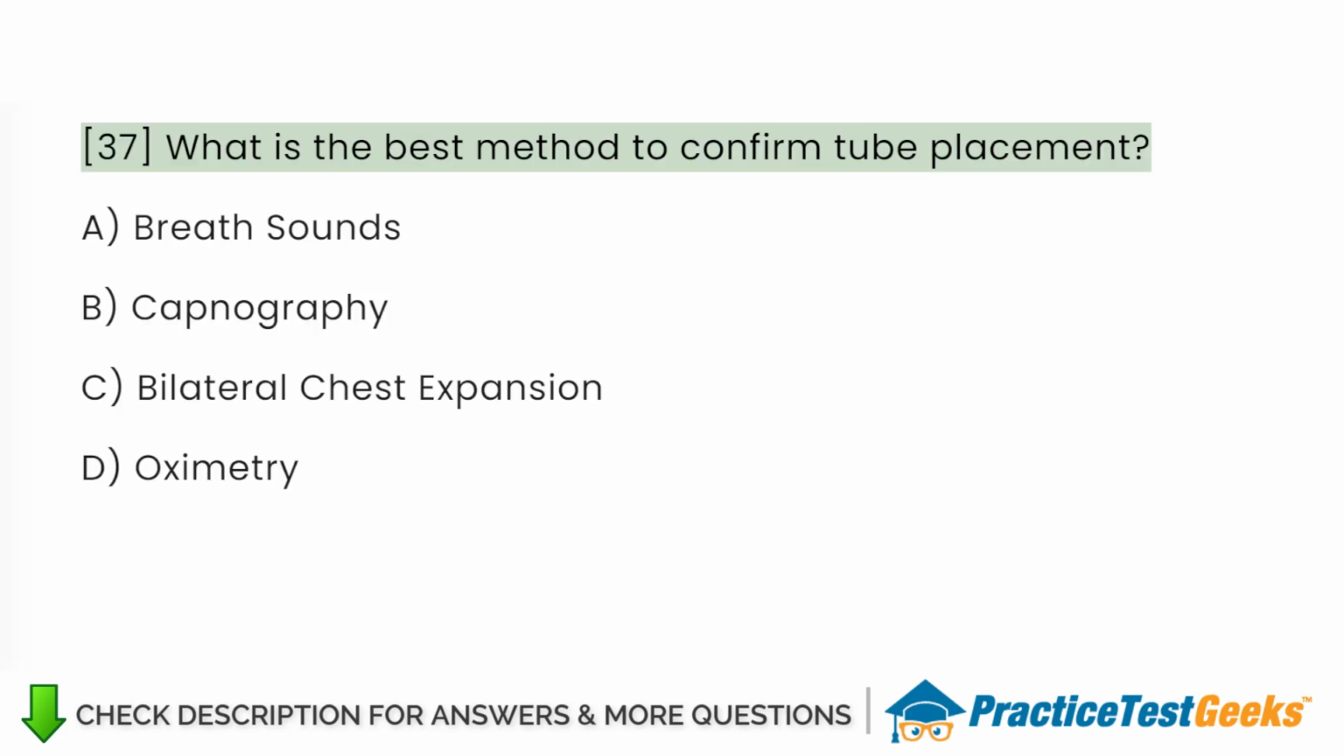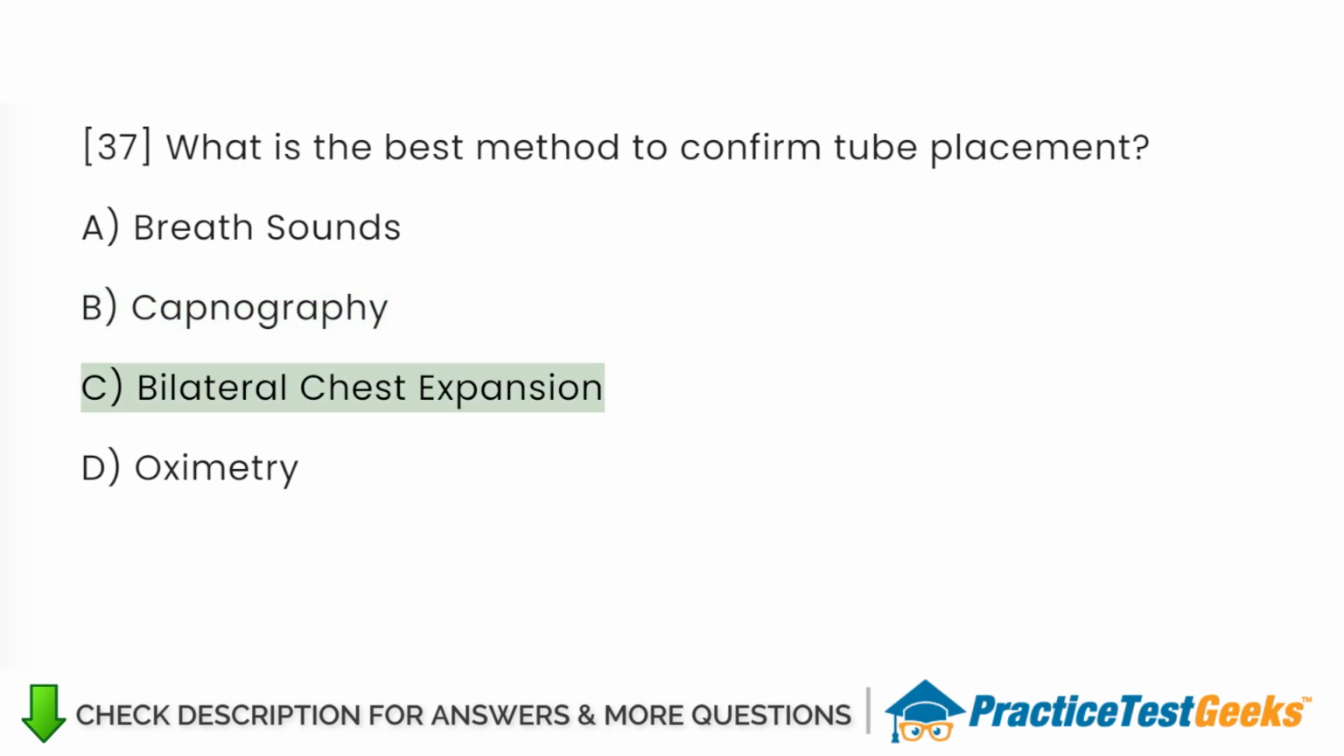What is the best method to confirm tube placement? A. Breath sounds. B. Capnography. C. Bilateral chest expansion. D. Oximetry.